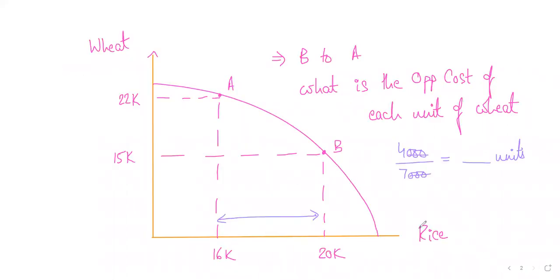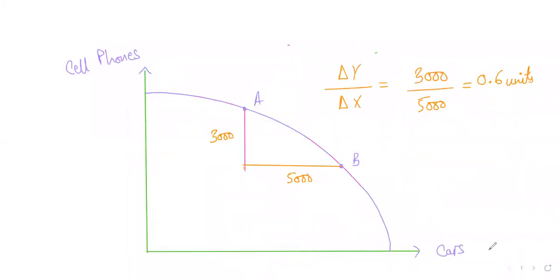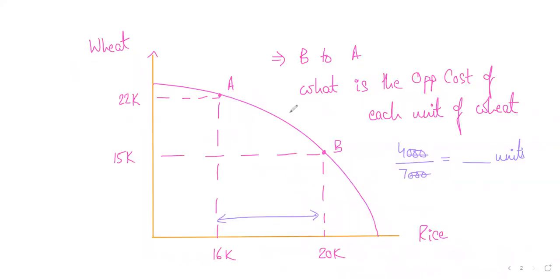Is this clear? You have to be careful about from what point to what point you're moving. If you are moving towards a point on the x-axis, then you will do change in y over change in x. And if this is the example we're using, the formula will become opposite: how many units of good x you are giving up, so change in x divided by change in y.